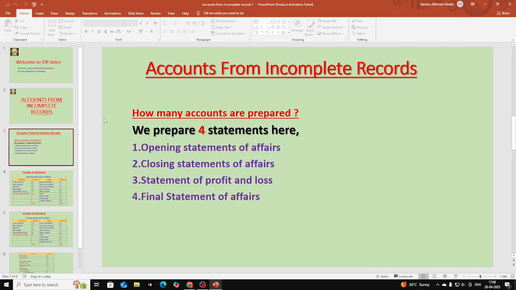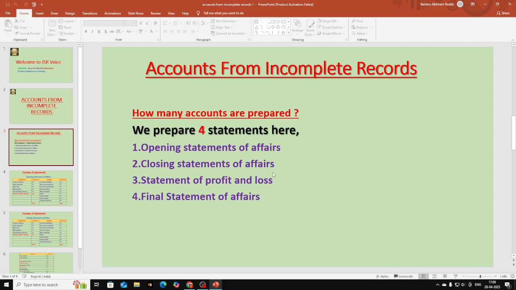And next, second statement is closing statement of affairs. Again, statement of affairs is nothing but balance sheet. Closing statement of affairs means closing balance sheet. This closing statement of affairs we prepare with the help of the details provided on the closing day of the business. Whatever information is given in the question for the closing day, with the help of that, we are going to prepare closing statement of affairs.